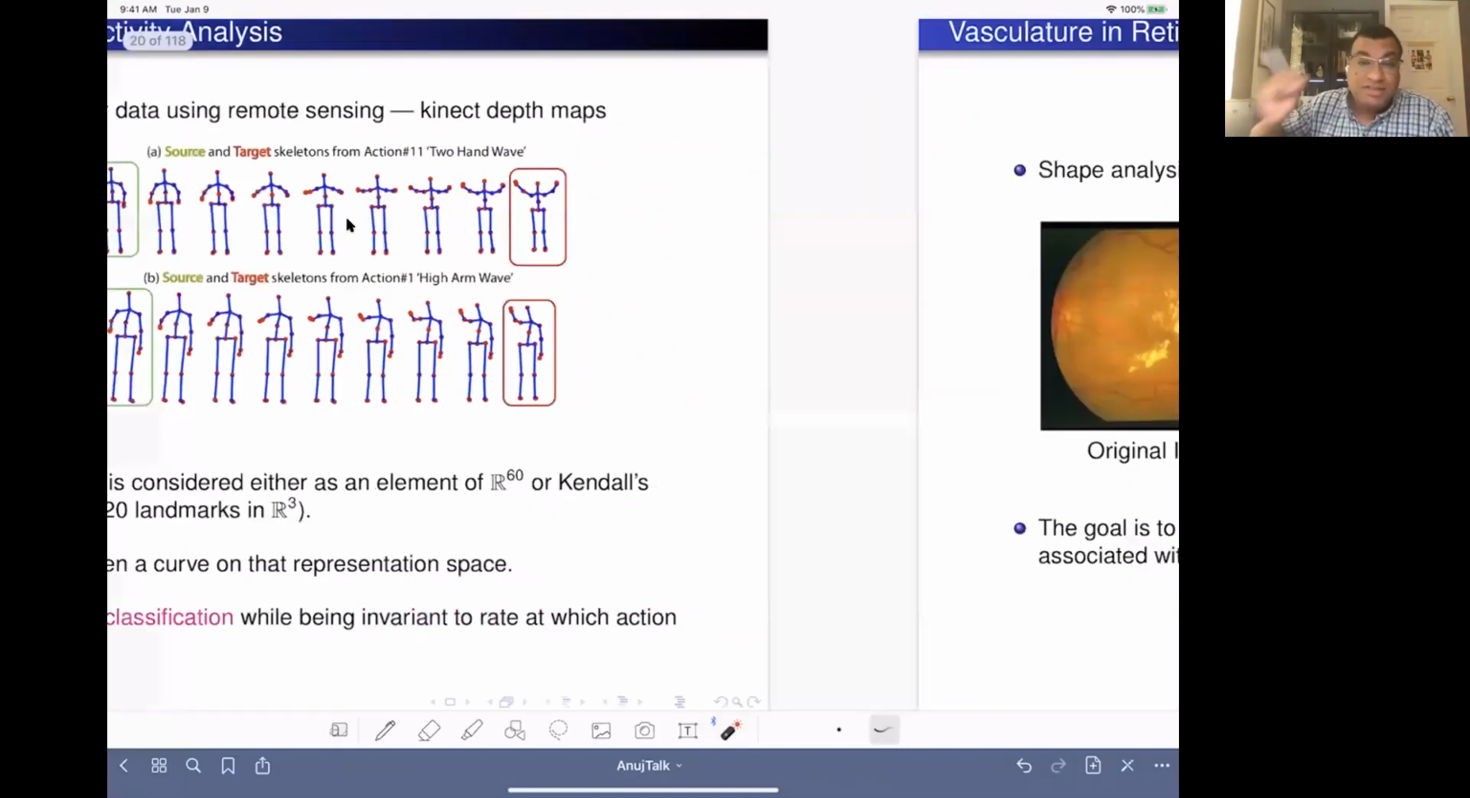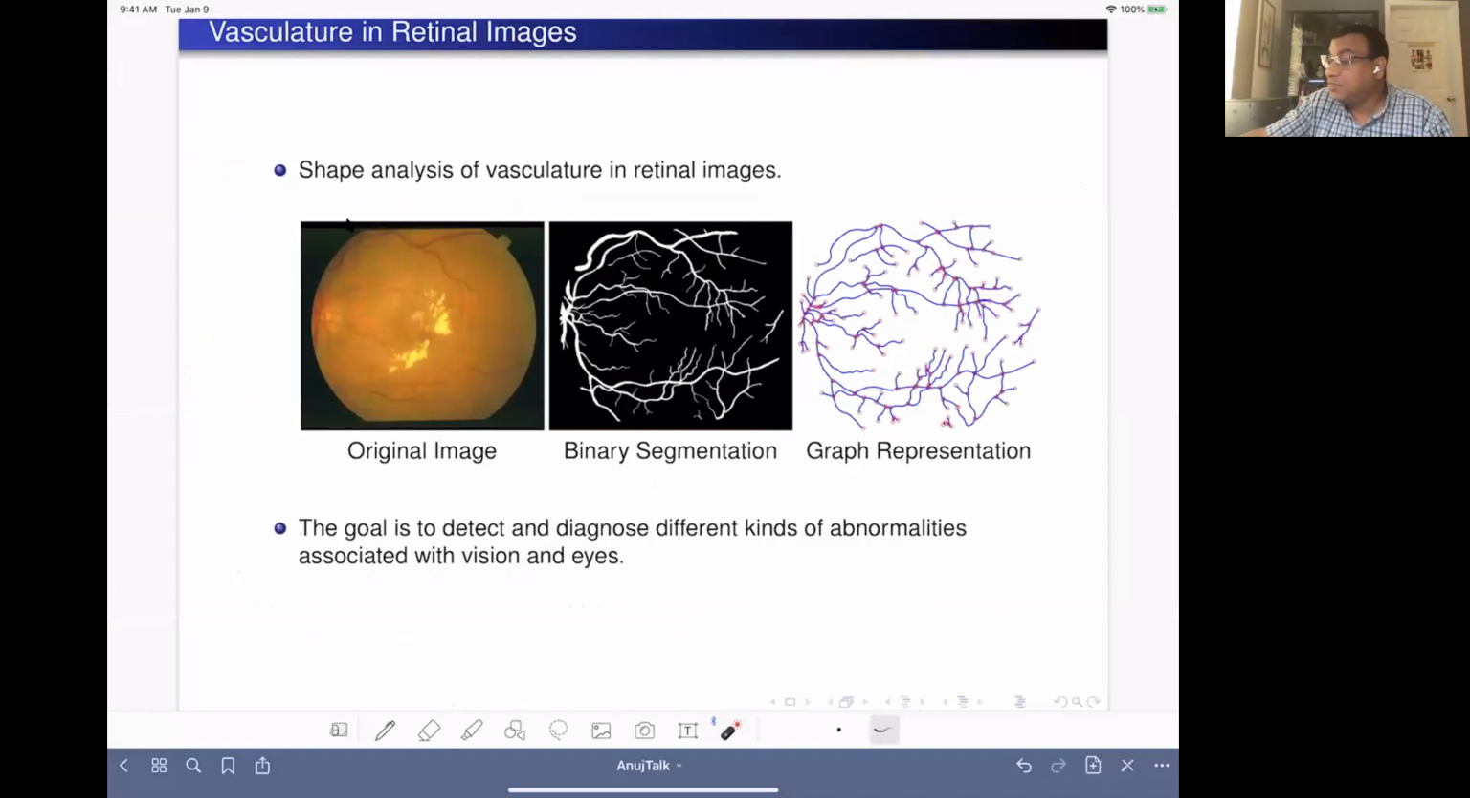More recently, we have started working with even more complicated objects. This is an example of arteries and veins extracted from retinal images. From these images, we extract graph-like structures. One can call it the graphical representation of the vasculature. The idea is to relate diagnoses of different abnormalities in vision to the changes in the structure of this vasculature.